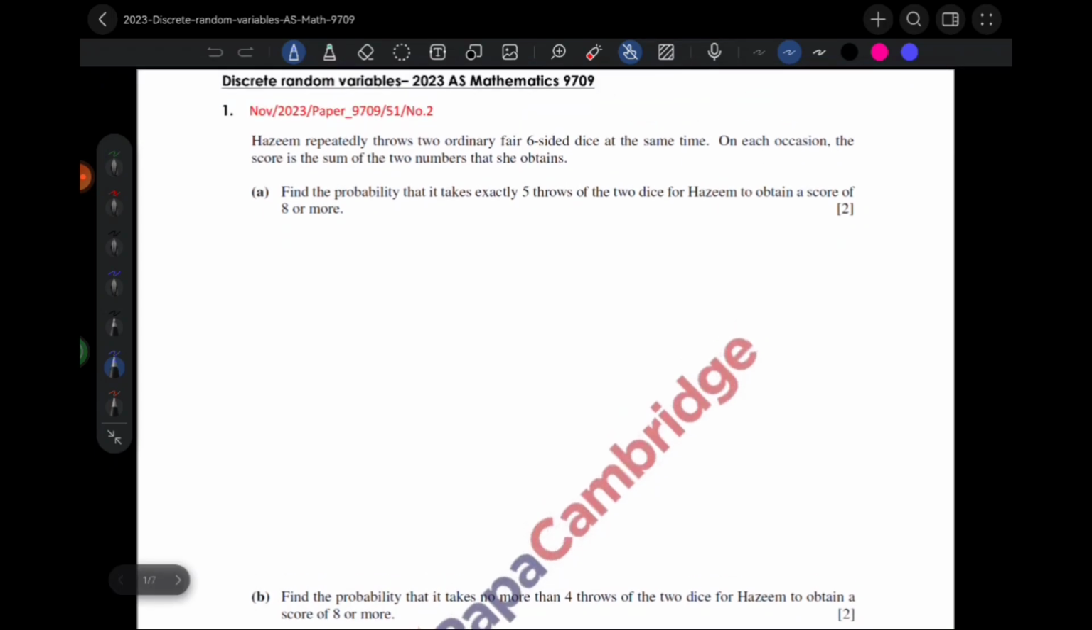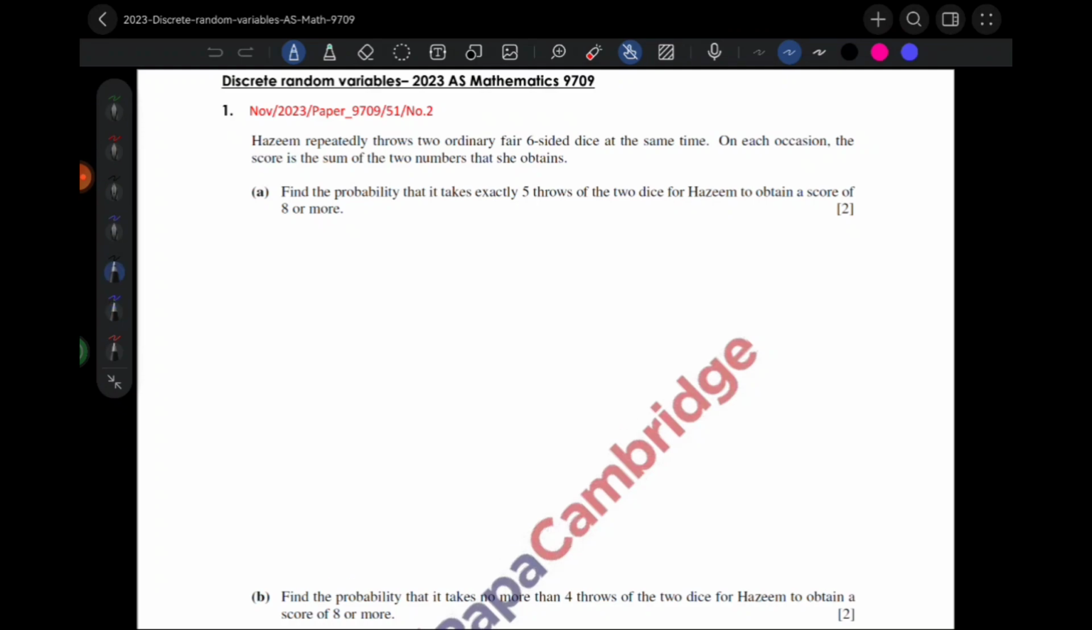Okay, first question. Hazim repeatedly throws 2 ordinary fair 6-sided dice at the same time. On each occasion, the score is the sum of the 2 numbers that she obtains. Find the probability that it takes exactly 5 throws of the 2 dice for Hazim to obtain a score of 8 or more. So that means for the first throw, he does not obtain a score of 8 or more.